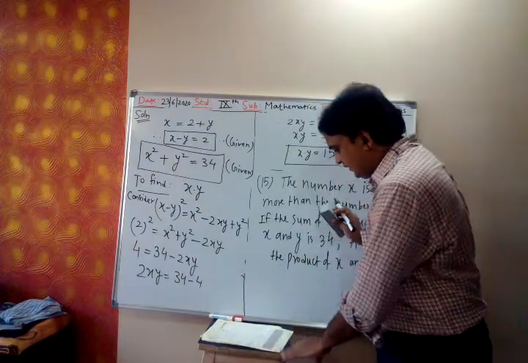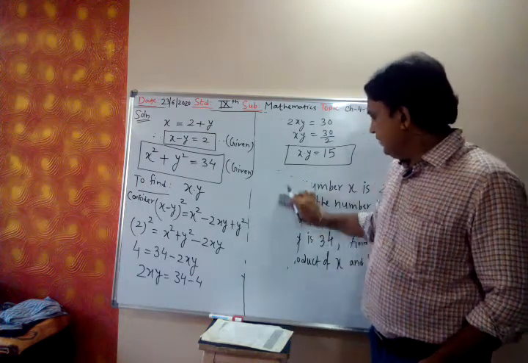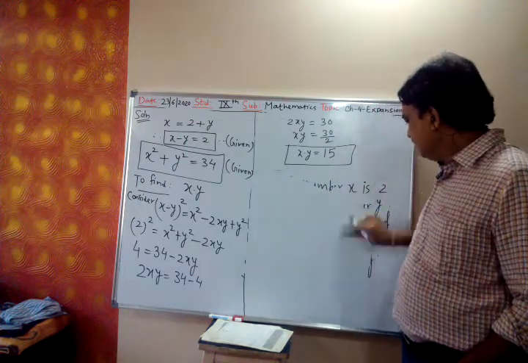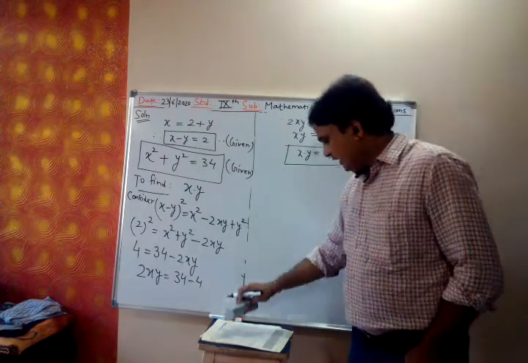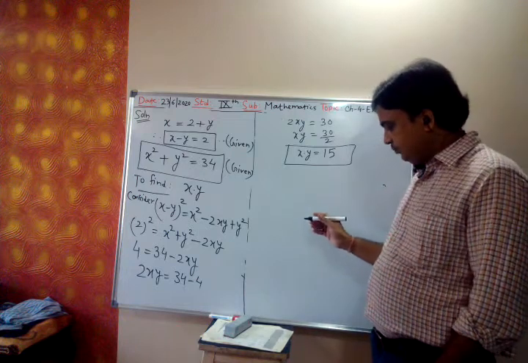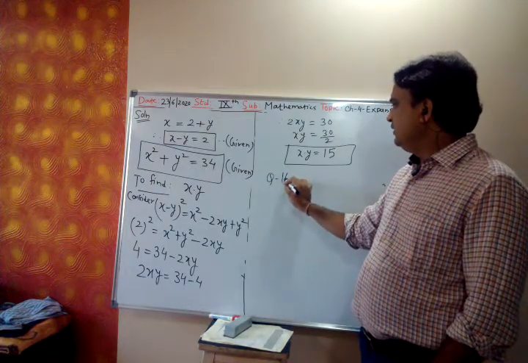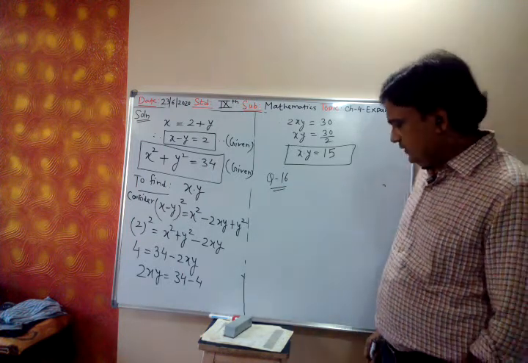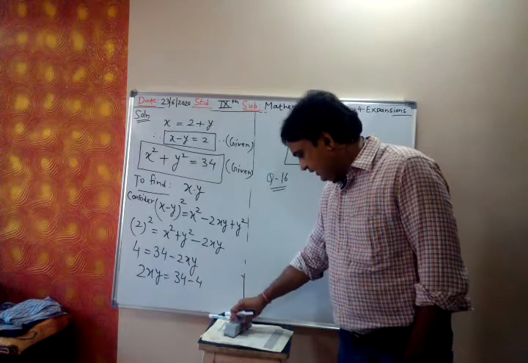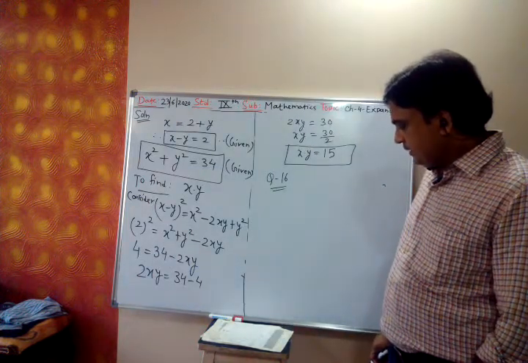Now the 16th, I am planning to give as homework. Question number 16 is the same type. The difference between two positive numbers is 5.